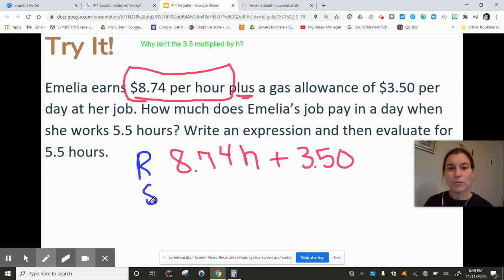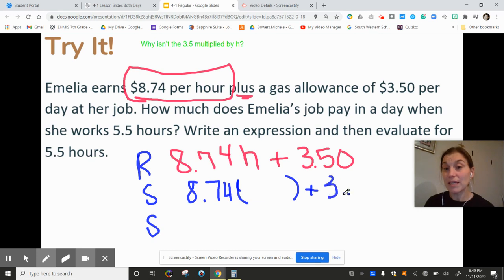Now we're going to substitute and solve. So you can pause now and solve the rest of this. And we're back. So I'm going to write $8.74 times the hours. So I'm leaving an open space plus the $3.50 she's making just for the day for gas. So what goes in here? Well, we're using 5.5 hours. So 5.5.